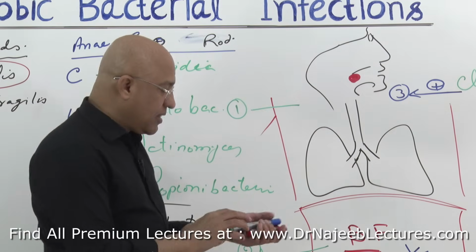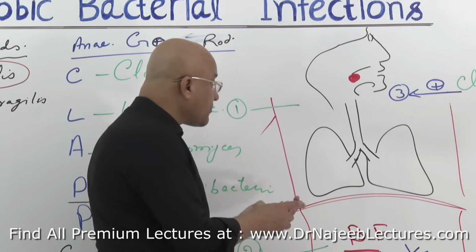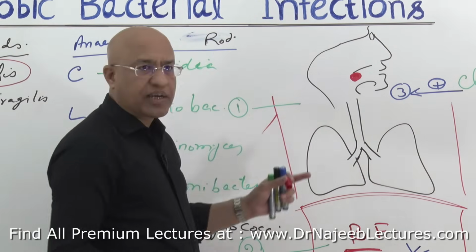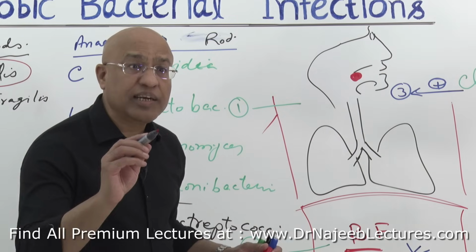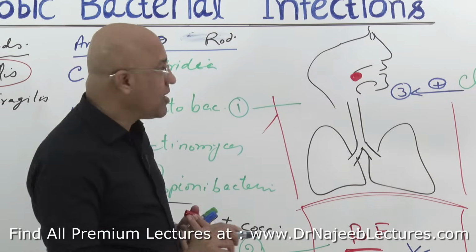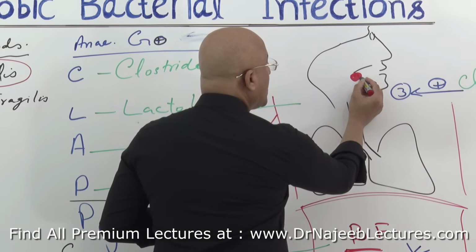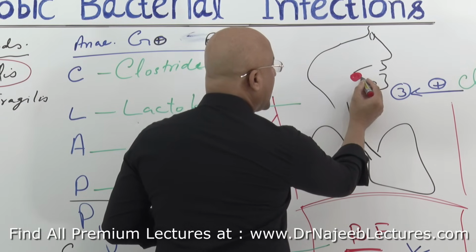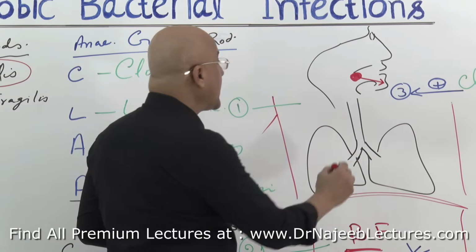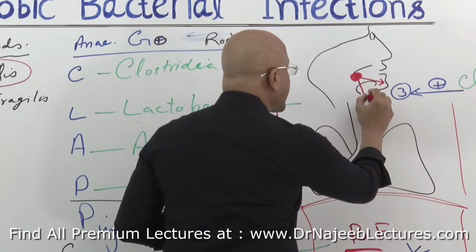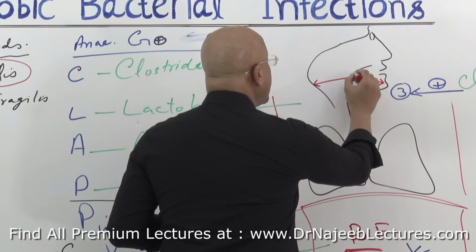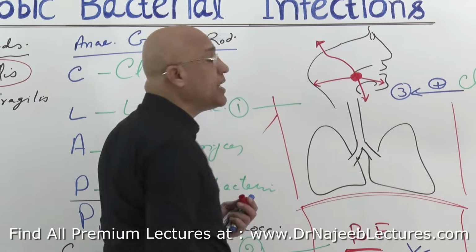What I'm saying is that anaerobic infections above the diaphragm are mostly derived from oropharyngeal microbiota. For example, from this oropharyngeal microbiota, organisms can produce orodental infections. They can produce deep neck infections. They can produce orofacial infections. They can even go up and produce brain abscesses.